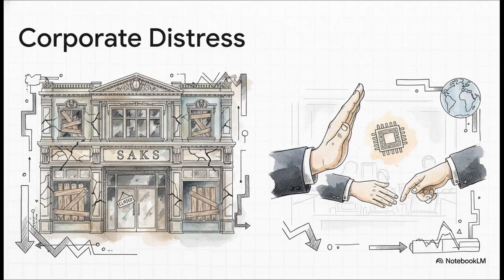And all this economic pressure, it's now showing up at the corporate level. We're seeing distress in legacy retail, with huge players like Saks Fifth Avenue facing bankruptcy. And at the same time, state intervention is on the rise. Just look at the ordered divestment of a chip deal on national security grounds. It's further complicating an already tough global business environment.